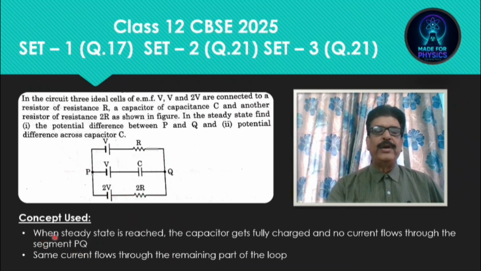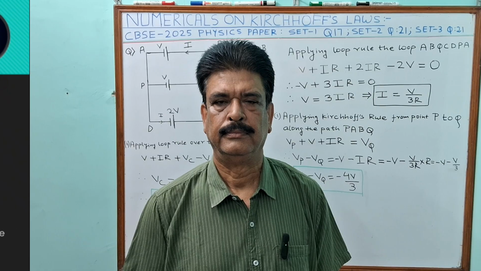See, when steady state is reached, the capacitor gets fully charged and no current flows through the segment PQ, and the same current flows through the remaining part of the loop. That means I am speaking about this loop. The same current is flowing through this part of the loop. Okay, so we'll continue this.